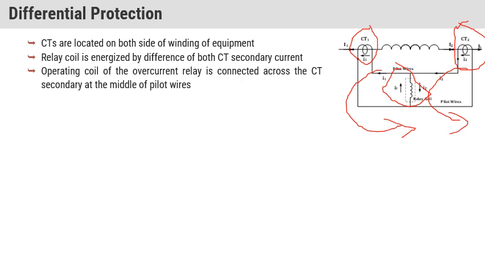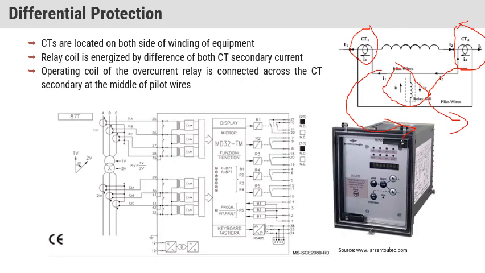If I1 and I2 are the same, then the difference of I1 and I2 is zero, and the relay remains in a closed position. But when I1 and I2 have a difference, the relay gets actuated and sends a signal to the circuit breaker that a fault is present in the equipment. So this is one basic figure for differential protection. It is not a needed type of figure, so it is only for your knowledge.